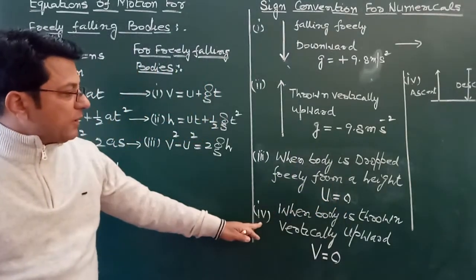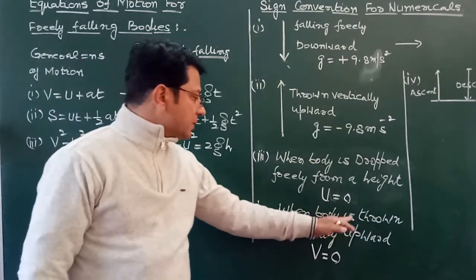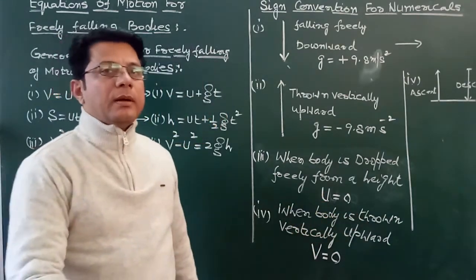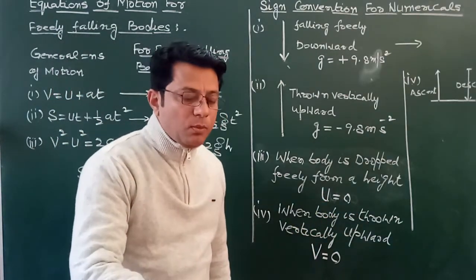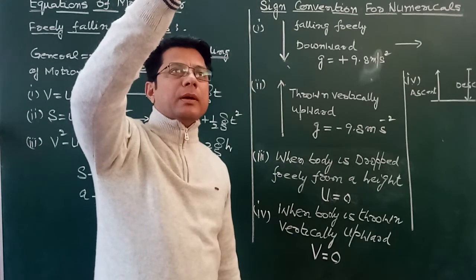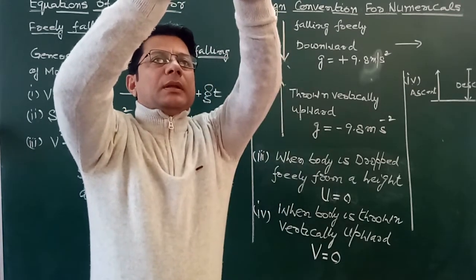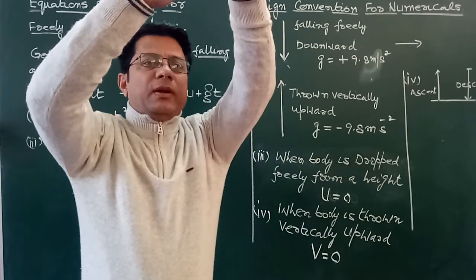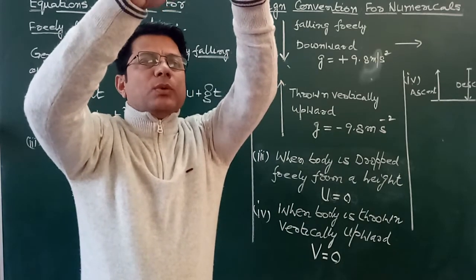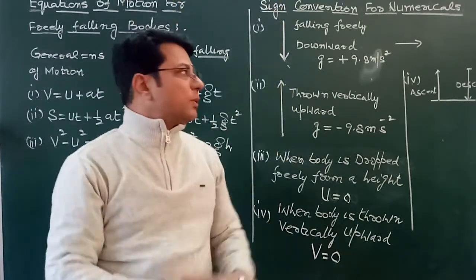The fourth sign convention is when a body is thrown vertically upward. Like this body, if we throw it upward, vertically upward, then here the final velocity will become 0. That is V is equal to 0.